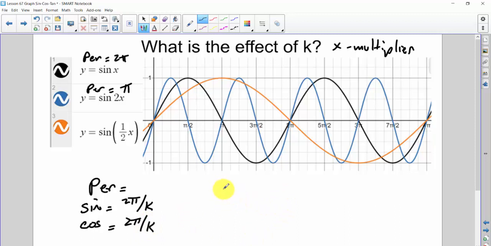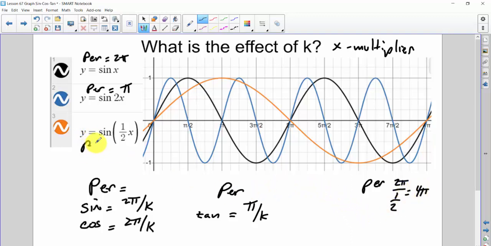All right. For tangent, we know that the normal period is pi, so pi over k is going to be the period for tangent. So now if we look at this yellow graph, if k is 1/2, that means the period is 2 pi over 1/2, multiplied by the reciprocal, so that's 4 pi.